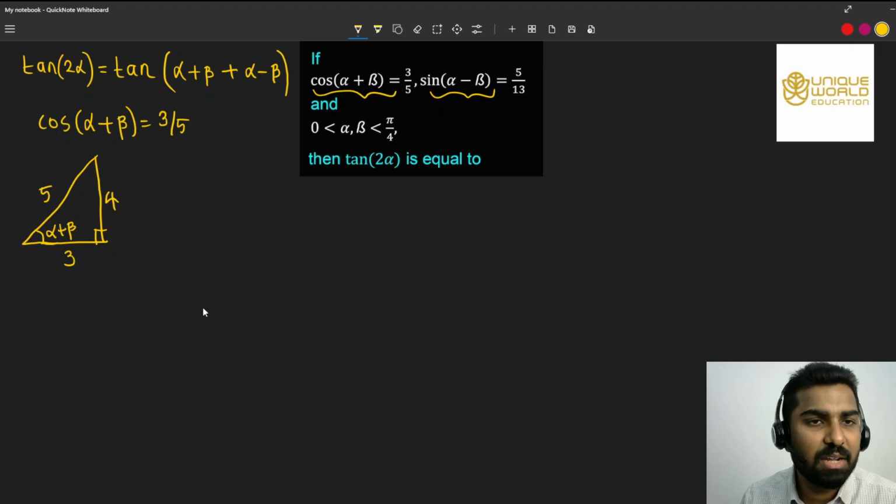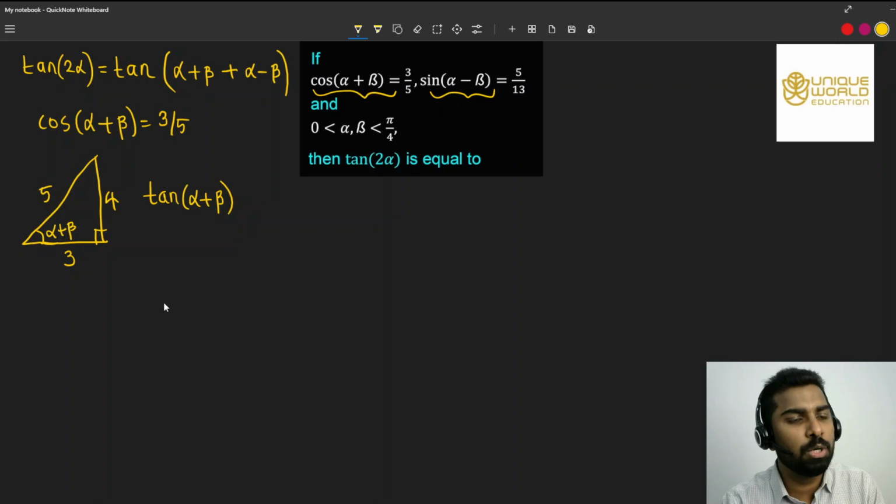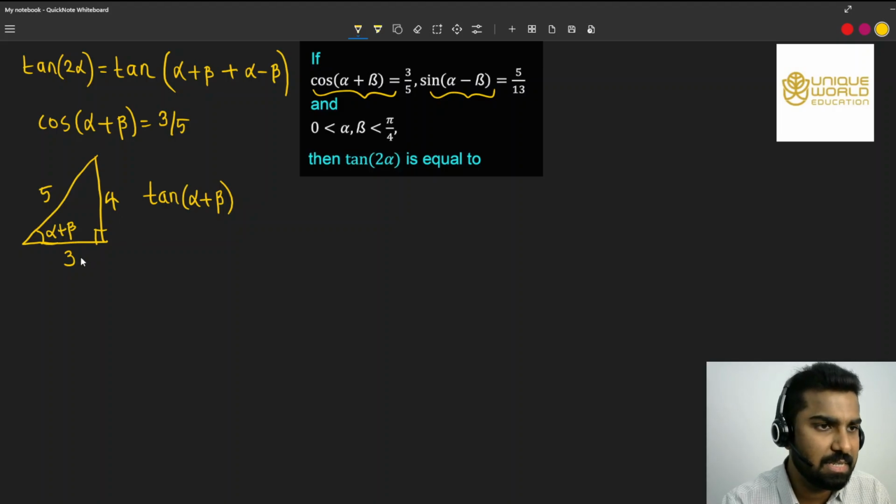Alright, so what do I want? I only want tan of alpha plus beta. Sine of alpha plus beta, nothing is required. So just evaluate the value of tan of alpha plus beta. Tan will be equal to opposite by adjacent. So with respect to alpha plus beta, 4 is opposite and 3 is adjacent. So tan of alpha plus beta will be equal to 4 by 3. It's easy, right?